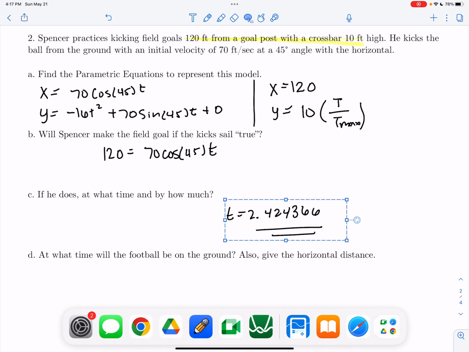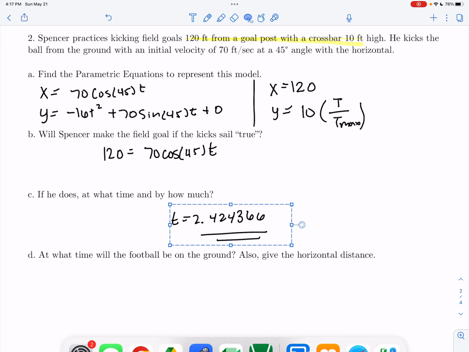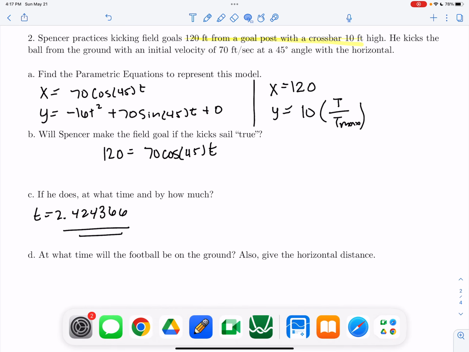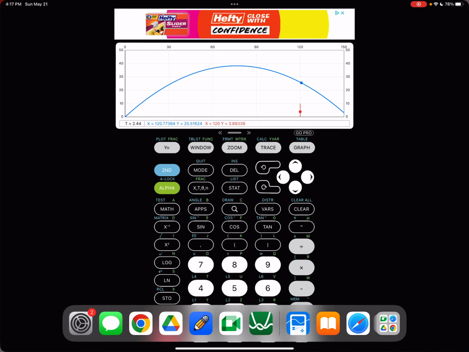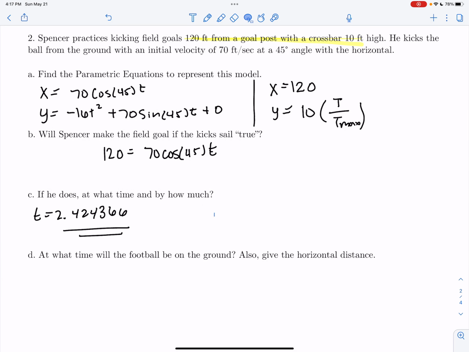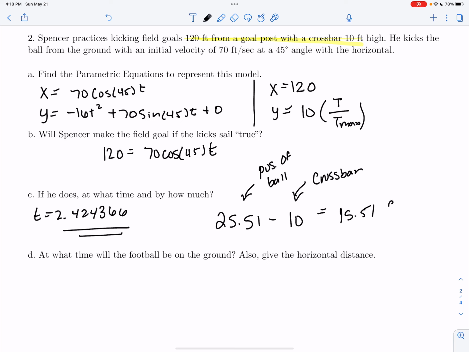Part C says if he does make the goal, at what time and by how much. Time is 2.42. And then by how much? Well, looking at this, we could see that our vertical position is at 25.51. So 25.51 minus 10 feet, which is the crossbar, position of ball. So he makes it by 15.51 feet.